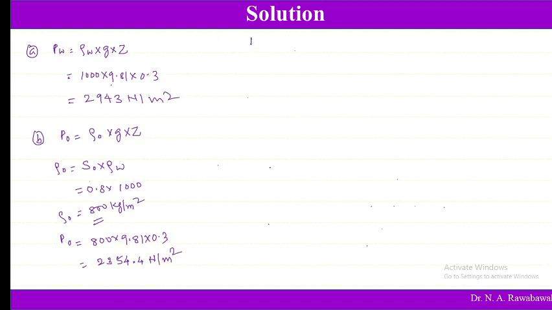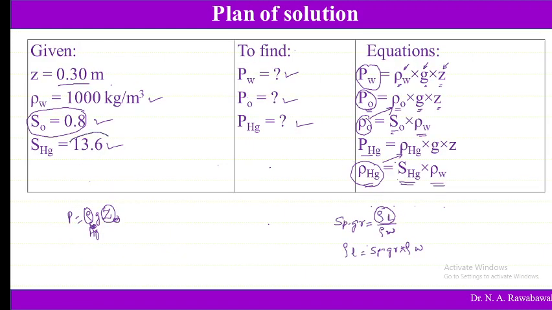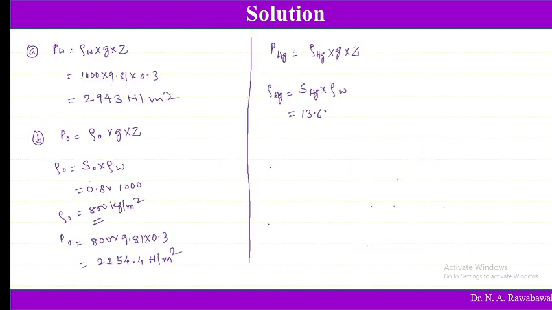Similarly, to find pressure intensity at the bottom of the tank, if we are going to have mercury in this tank up to the depth of 0.3, third case, pressure intensity due to Hg is equal to rho of Hg, density of Hg into acceleration due to gravity into Z. Rho of Hg, density of mercury, is given by specific gravity of mercury into density of water. Specific gravity of mercury is given as 13.6 in this problem. Into density of water, this gives us 13,600 kg per meter cube, the density of mercury, rho of Hg.